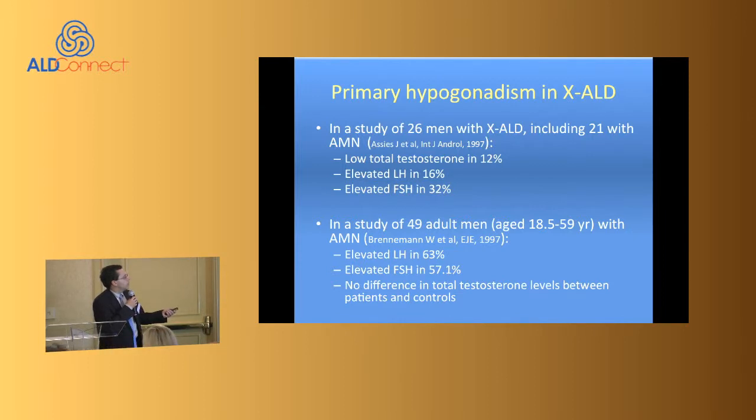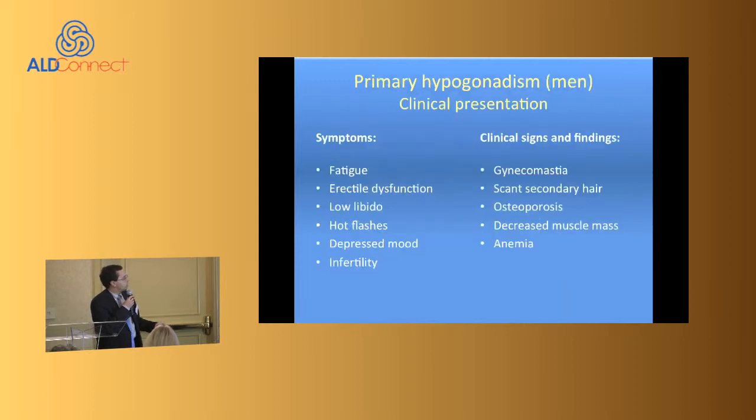You can see 2 different studies. In one study, 12% of men had low testosterone. LH and FSH elevations were even more common in both studies, suggesting that these patients may often have at least partial deficiencies of testosterone and gonadal function.